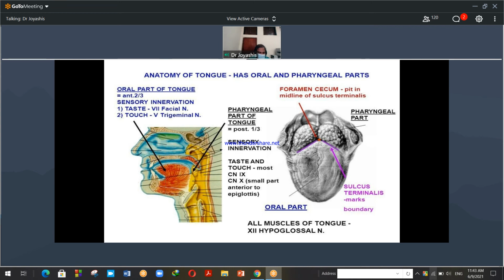The taste buds on the anterior 2/3 of the tongue are innervated by a branch of the facial nerve known as the chorda tympani.